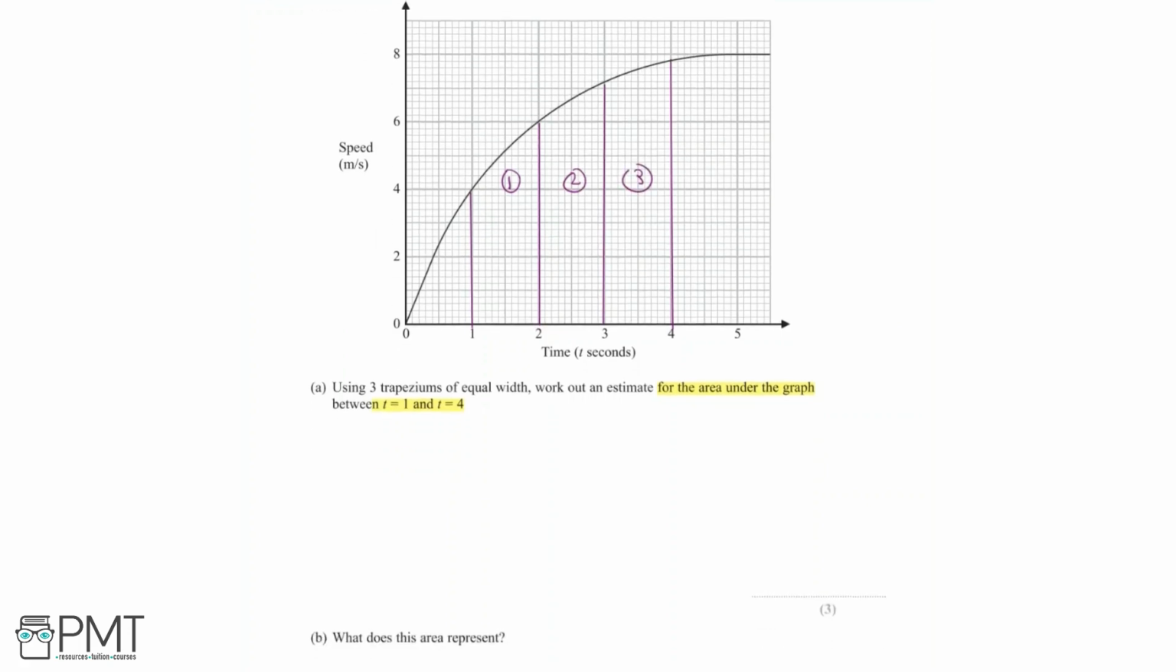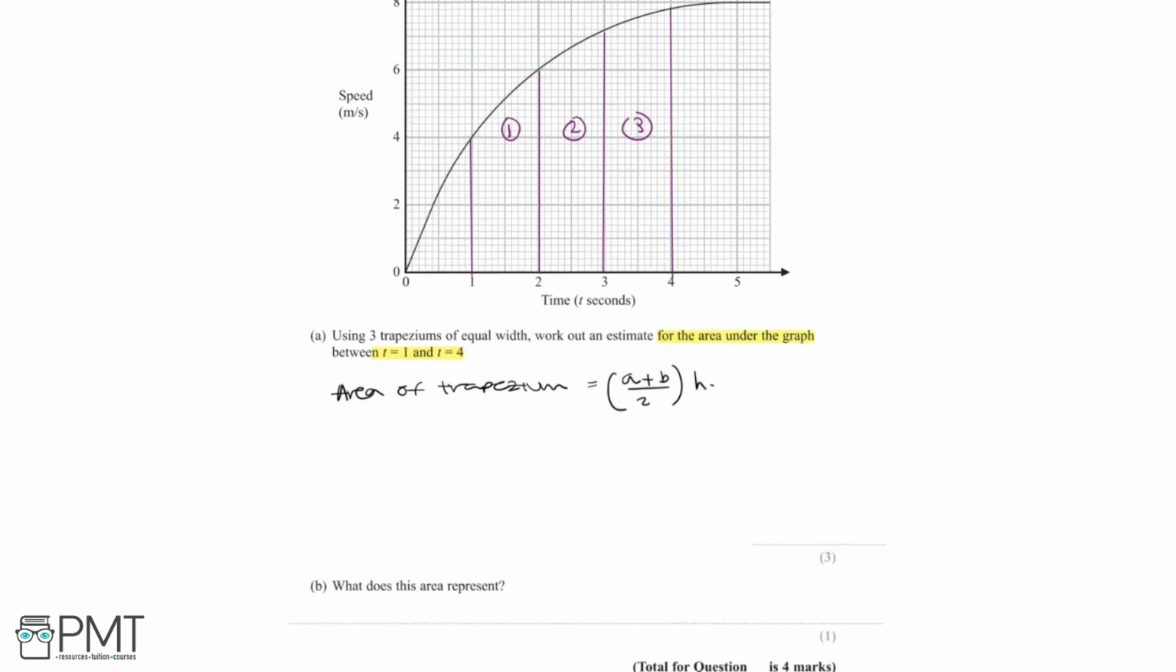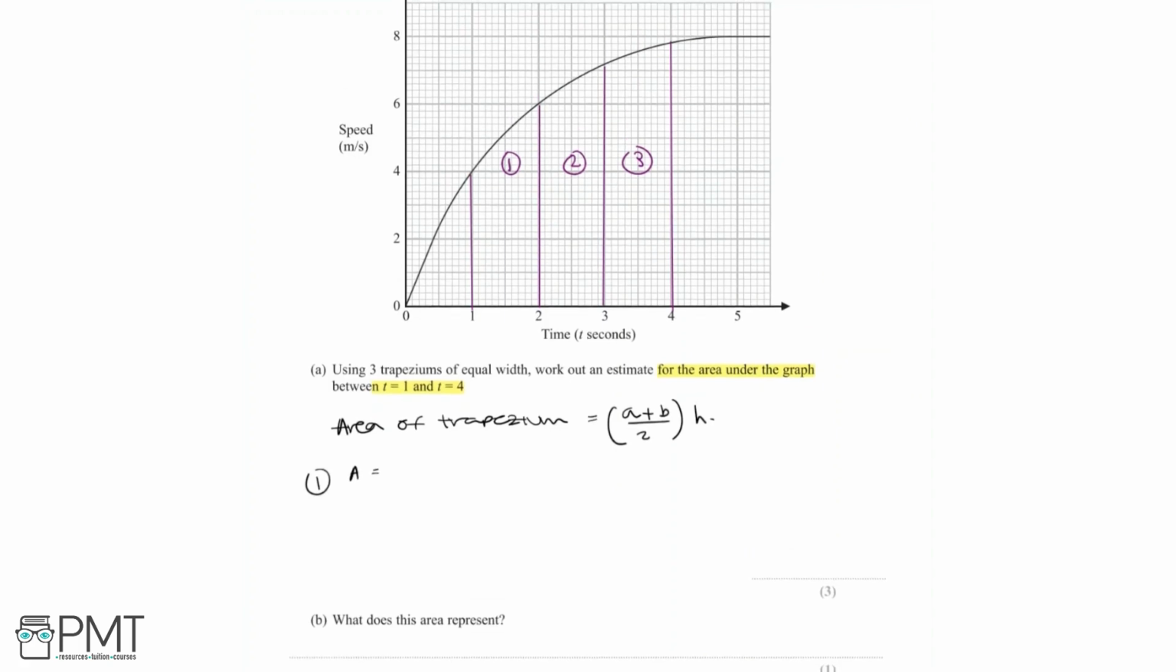Now we need to know the formula for the area of a trapezium before we can continue with this question. And so the area of a trapezium is given by the formula (a plus b) over 2 multiplied by the height. And so let's find the area of each trapezium. Trapezium 1, the area would be equal to (a plus b) over 2 times the height. Now in these trapeziums, a and b would be the 2 purple lines on each side of the trapezium, because you can see that they're the 2 parallel sides. And now the height will be the same for each of the trapeziums, which will be equal to 1 second.